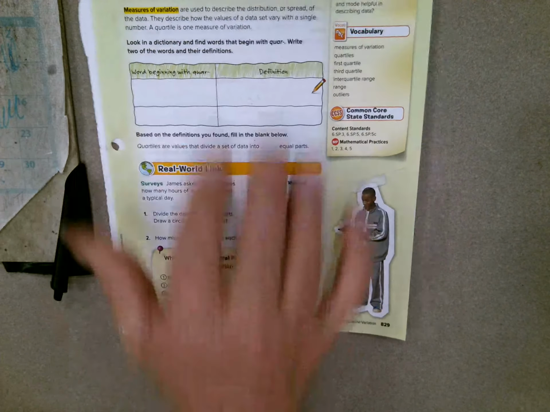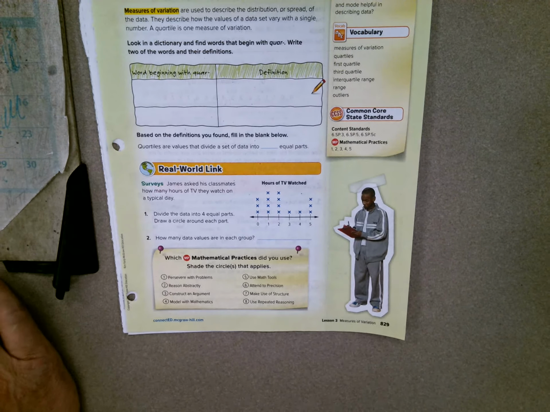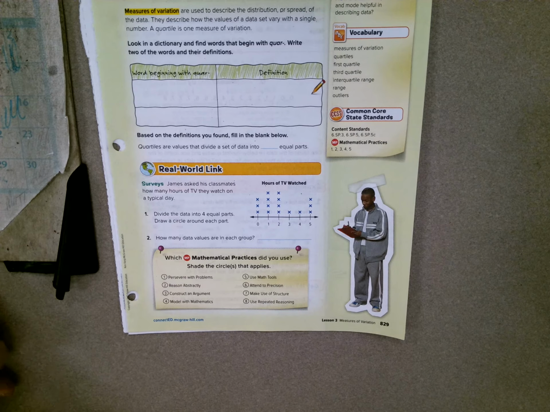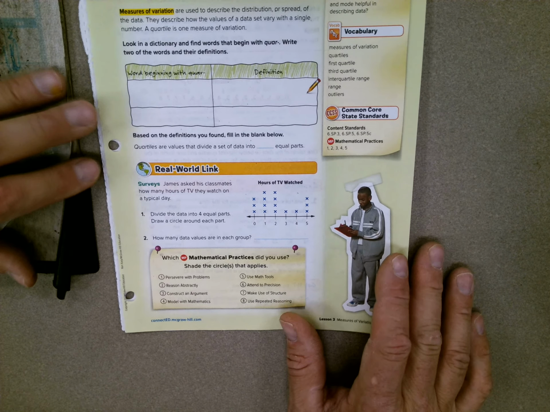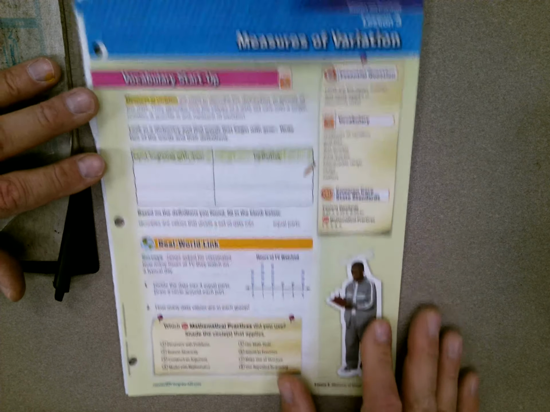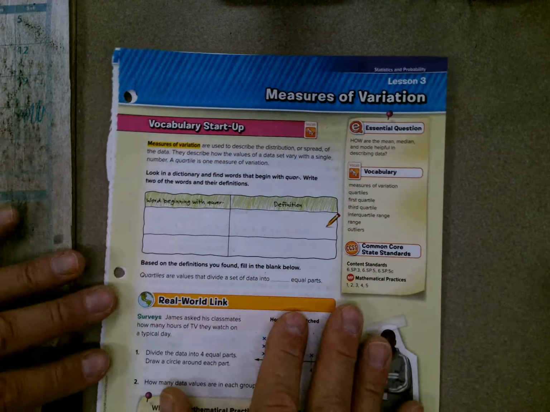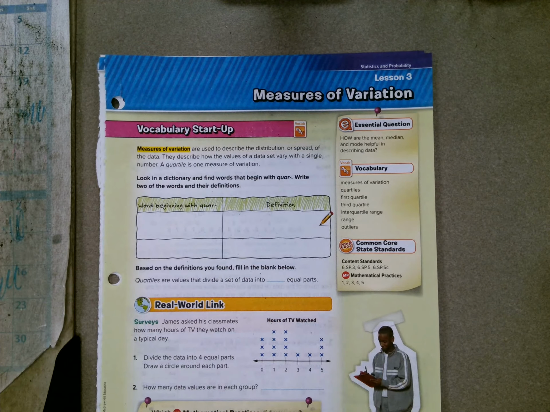All right, folks, we're in lesson 3, chapter 11, titled Measures of Variation. Good lesson, more statistical data. Could be difficult. You've got to be super organized here. But we're going to do a little bit of reading here, and we're going to slow down.